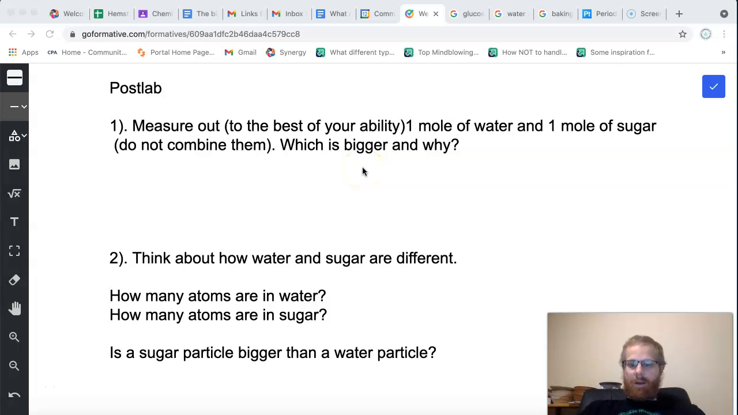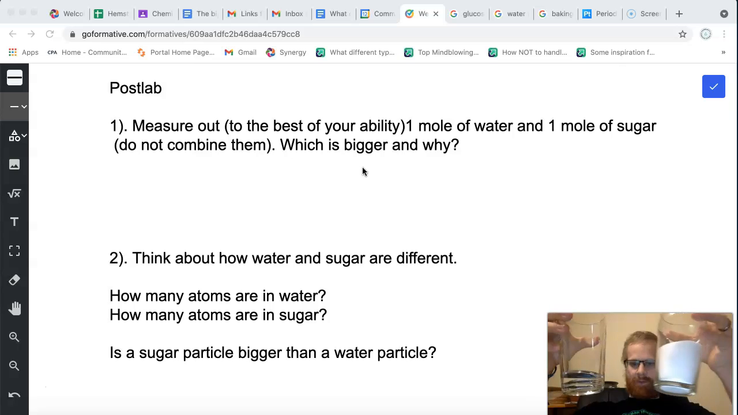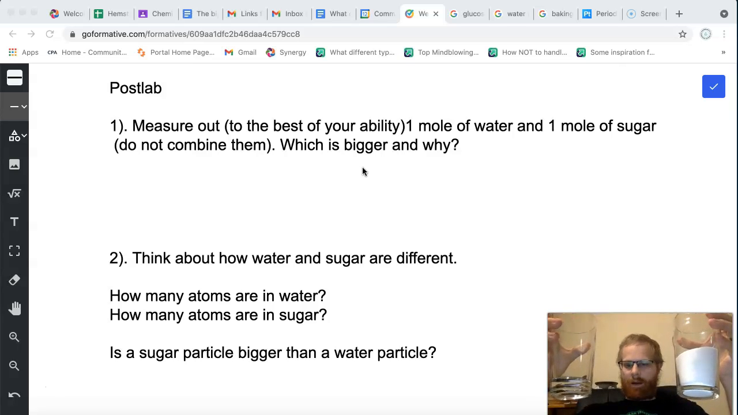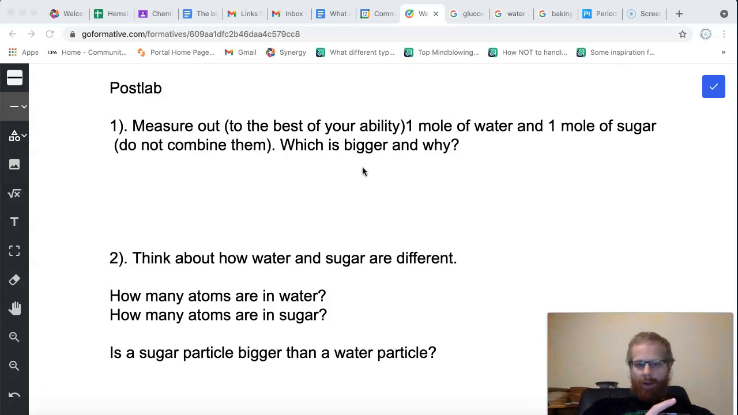Afternoon, folks. I just want to take a little bit of time and go over the Postlab questions that I was asking you guys on Tuesday because we didn't really have a chance to do that in class. So I've got two different cups right here. I've got one cup that has 1 mole of water. I have a second cup that has a mole of sugar. So I went in, I got a measuring cup, and I measured out the amounts that we calculated in class. And as you guys can see, these amounts are very different. And it begs the question, why?